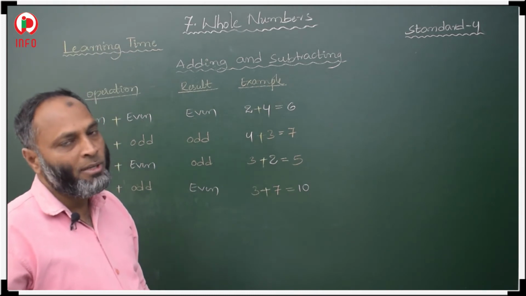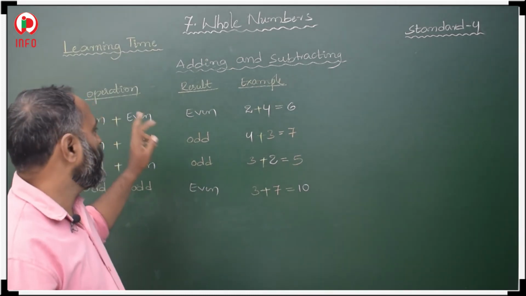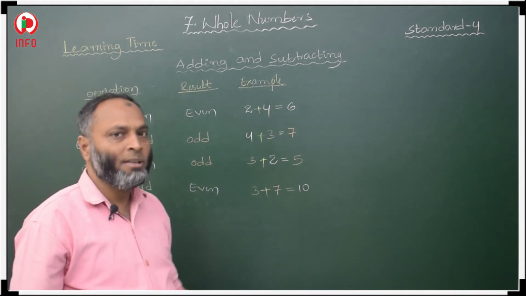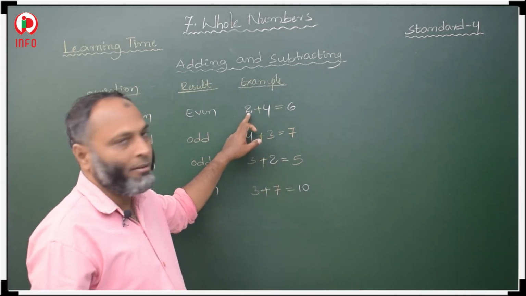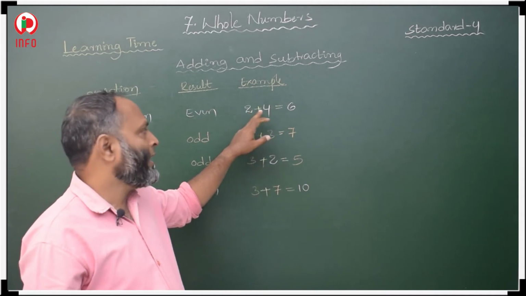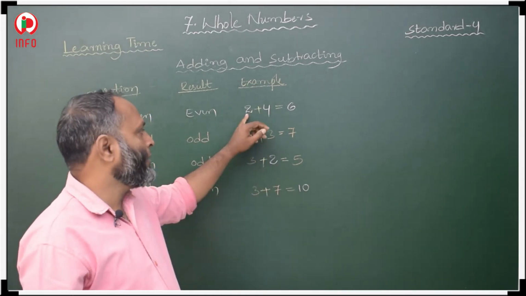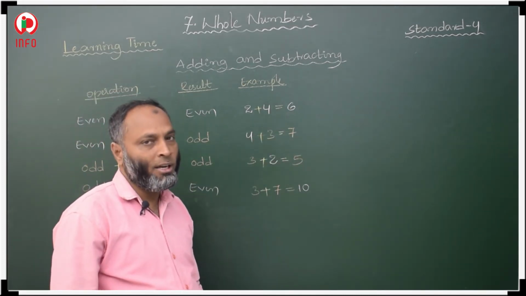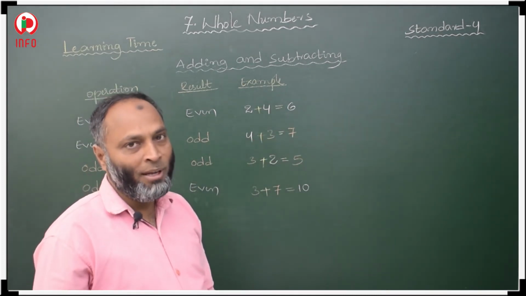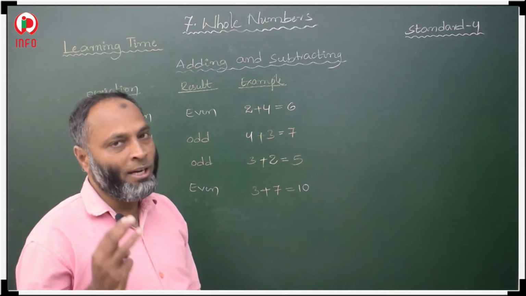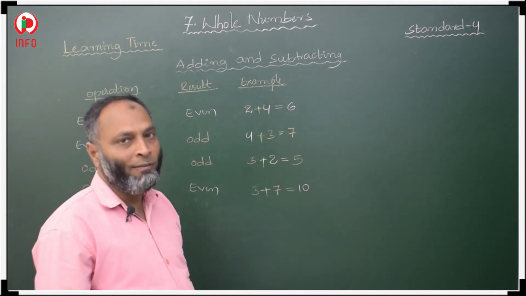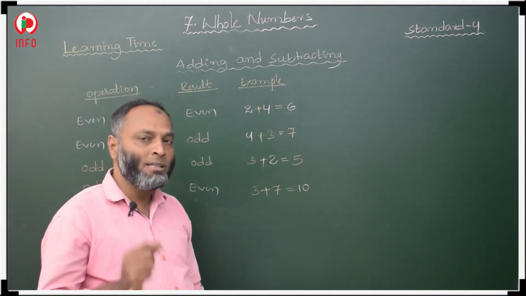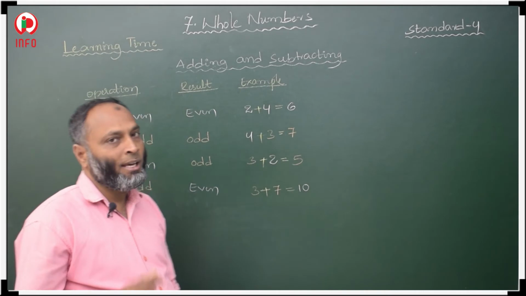Any two even numbers you can take and check. Here, if we add an even number and an even number, the result is an even number. Once you check, 2 is an even number and 4 is an even number. If we add 2 plus 4, the answer is 6, and 6 is also an even number. It means if we add even number and even number, you will get an even number. Even plus even is always even.